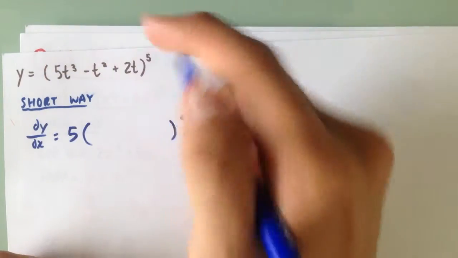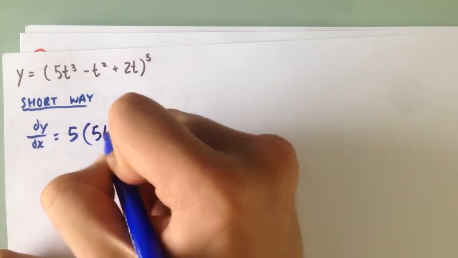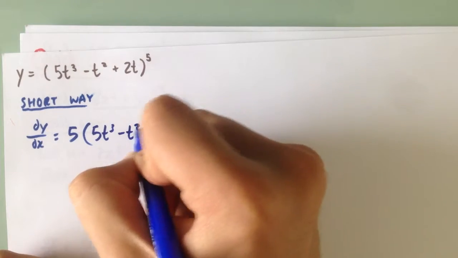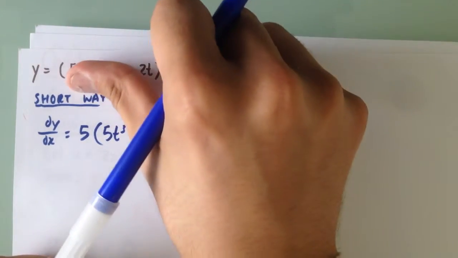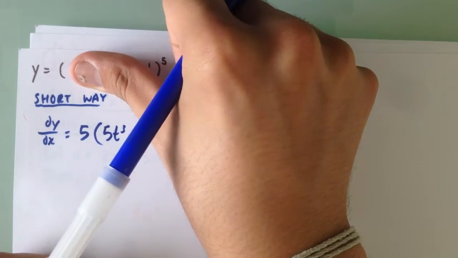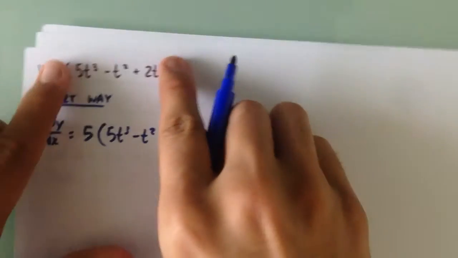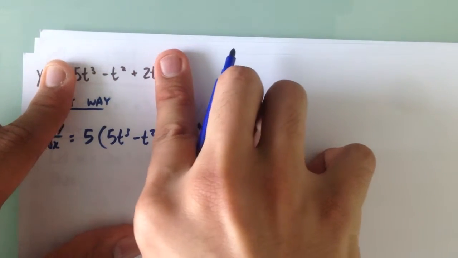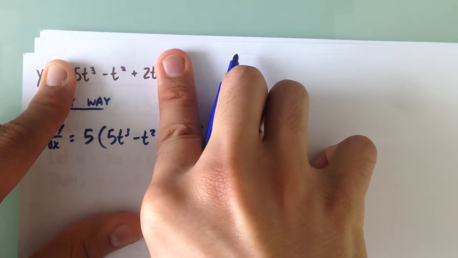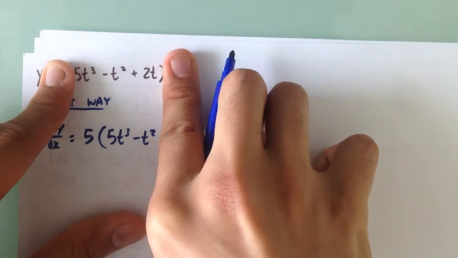So we remove our thumb and fill in what's inside. So it was 5t cubed minus t squared plus 2t. And we know that this whole thing is going to be multiplied by the derivative of whatever we put our thumb over. So we need to find the derivative of that and multiply this by that.